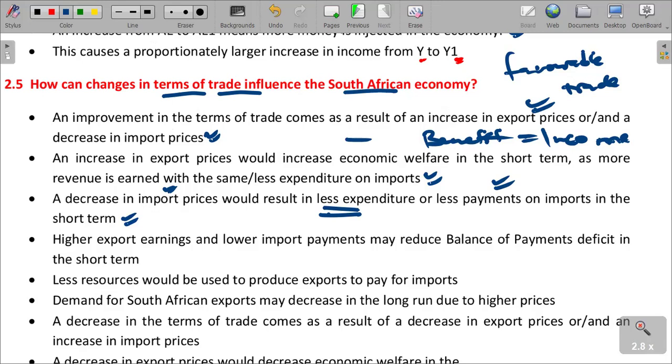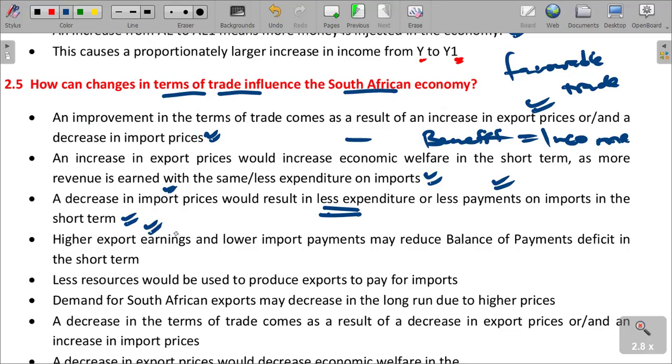I'm sure we are following each other, that when import prices decrease, South Africa is going to spend less on paying for goods that are coming into South Africa that they are buying from other countries. And then less payments on imports can only happen in the short term. Higher export earnings and lower import payments may reduce the balance of payment deficit in the short term.